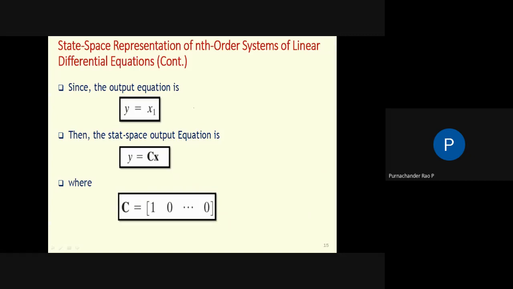And what about the D? The matrix D will be 0. There is no input connected here. So output is equal to only x1. So this matrix plus Du is there. So D is equal to 0 because input is not connected. So your feedback matrix will be 0. So this is a representation of the state space equations for a given differential equation. This is a procedure you have to follow for any differential equation of the form given to you.